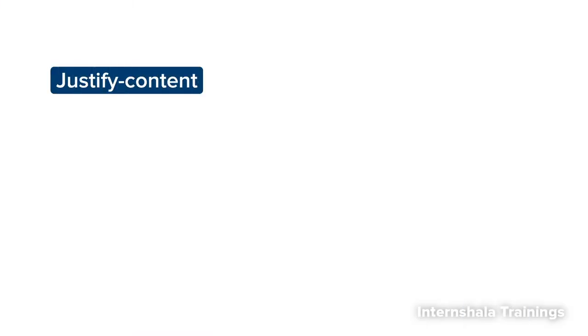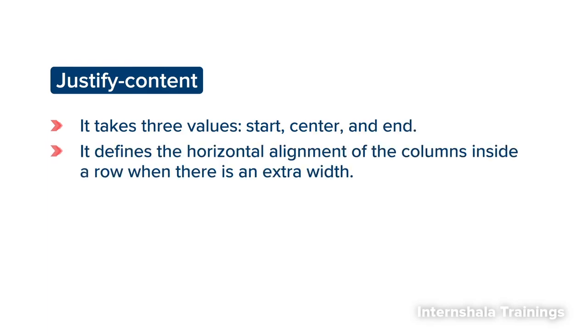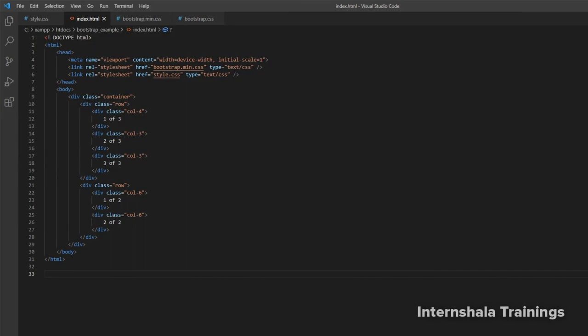Next, we have the justify content class. This again takes three possible values: start, center, and end. It defines the horizontal alignment of the columns inside a row where there is an extra width. So, let us modify our code in such a way that we should have empty space in the columns. Here, I have assigned the col values as 4, 3, and 3 so that the sum of the values is less than 12. This means we have 2 units of space available in the column. Now let me assign this class and value as center.